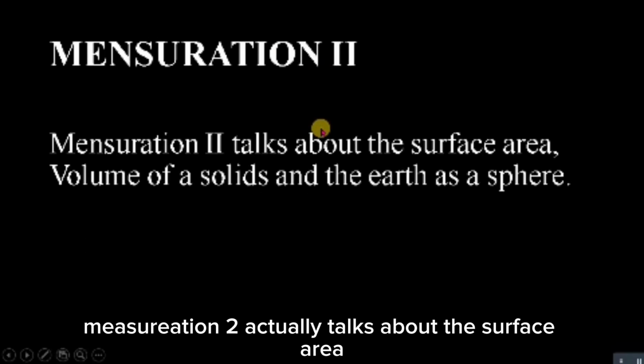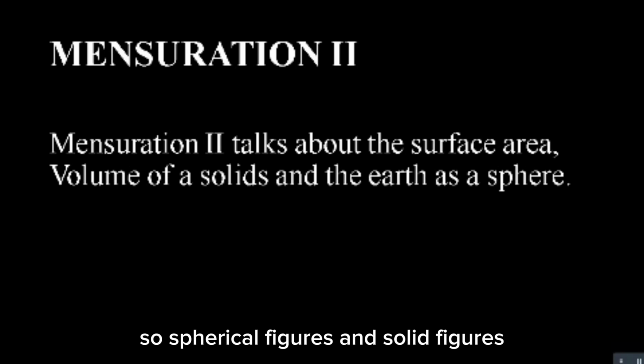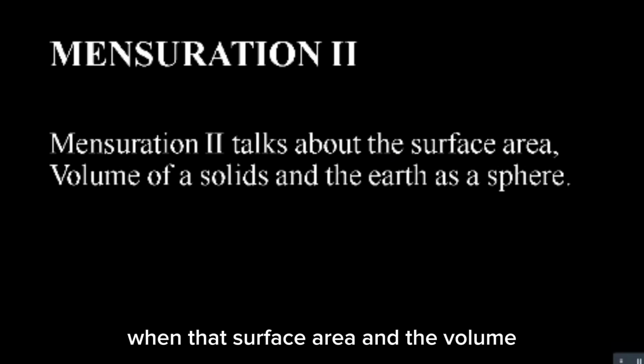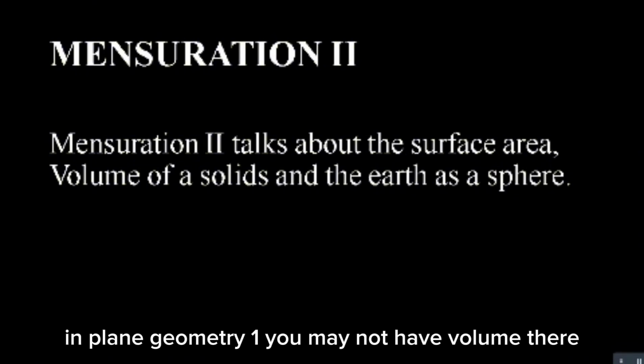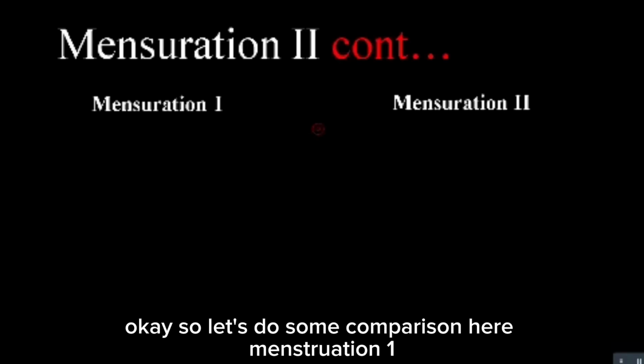Then mensuration 2 actually talks about the surface area and volume of solids and the earth as a sphere. So spherical figures and solid figures, under the surface area and the volume. In plane geometry, you may not have volume there. Okay, so let's do some comparison here.